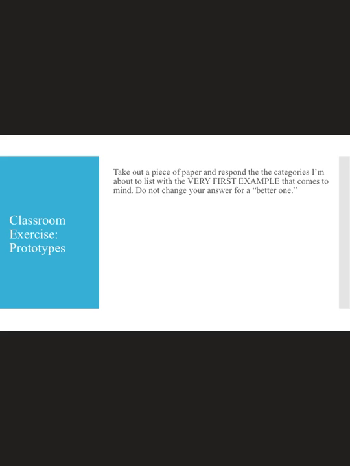So I want you to take out a piece of paper, which you should already have out as you are taking notes. I want you to respond to the categories I'm about to list, and give the very first example that comes to mind. Don't change your answer for a better one, okay? I'm going to read off 8 different categories, and I want you to write down the first thing that you think about when I say these, okay? Number 1, a bird.